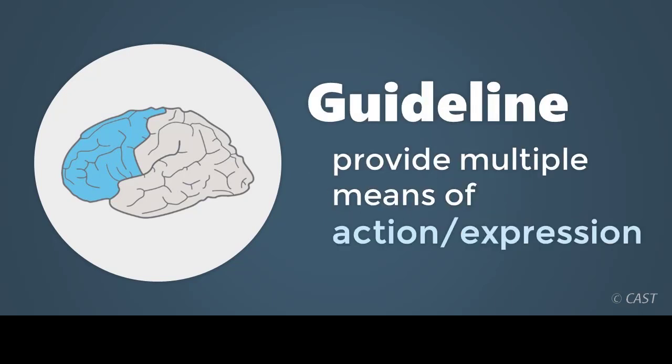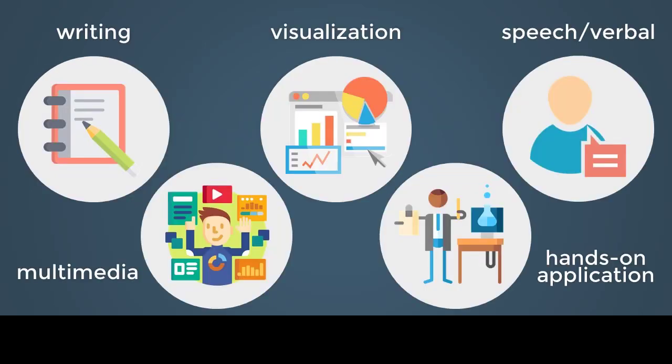Because of how we're all so different in how we learn in that strategic network, the guideline from CAST is to provide multiple means of action and expression. Look at some general ideas when it comes to action and expression. And it's important to talk about how representation was about how you're presenting the content to students. Action and expression has to do with what the students are doing with that content in the way that they're processing and communicating it back to you.